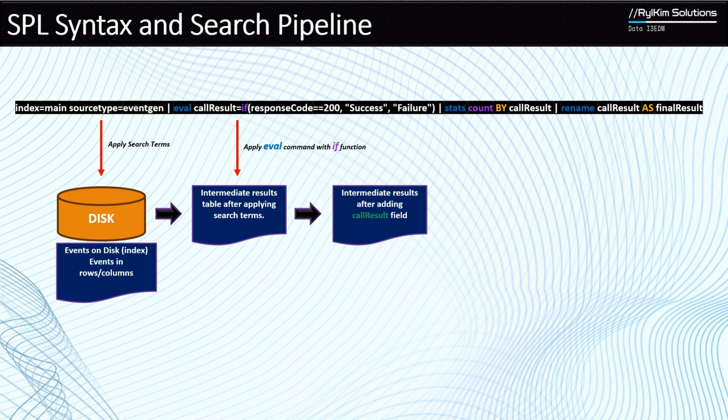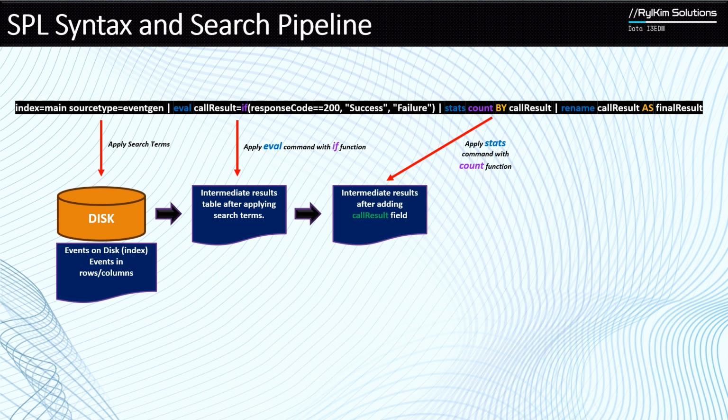Now, do I end there? Do I say that I only apply one command and that's it? No. We said the search pipeline can be made up of multiple commands and different things that you do with the data, right? So now we have our second set of intermediate results. And what do we want to do? We want to generate a statistics table that counts the number of events and groups those events by core result.